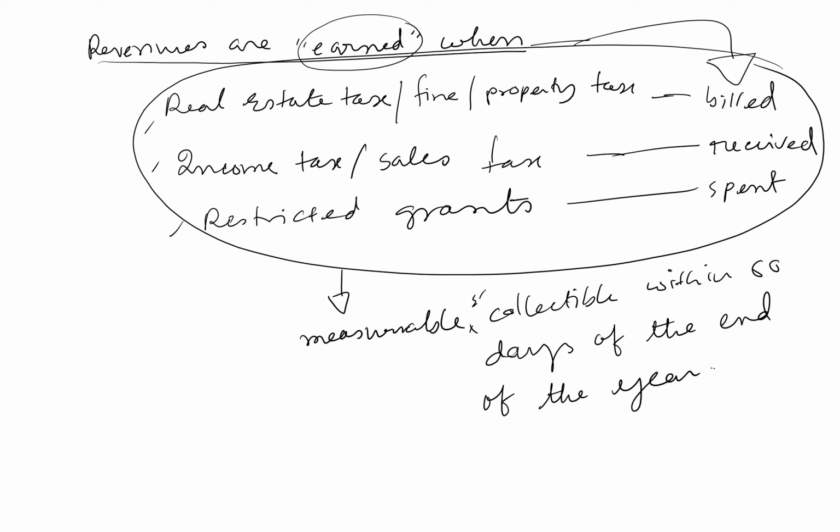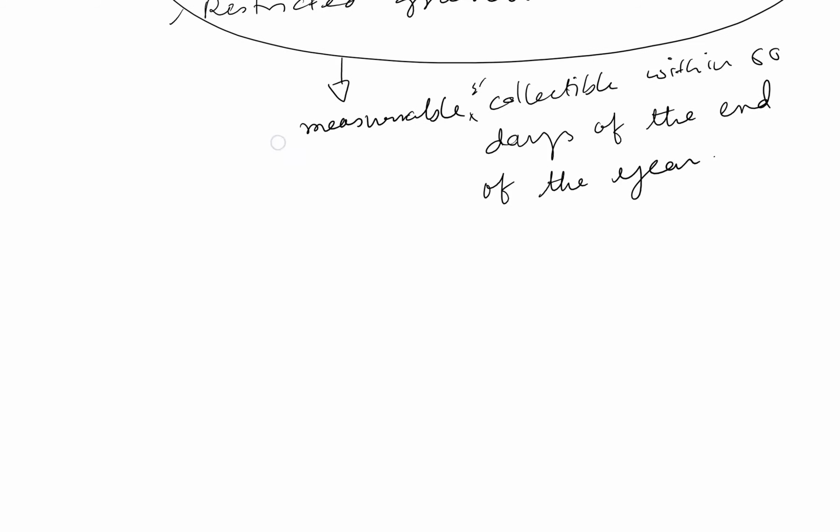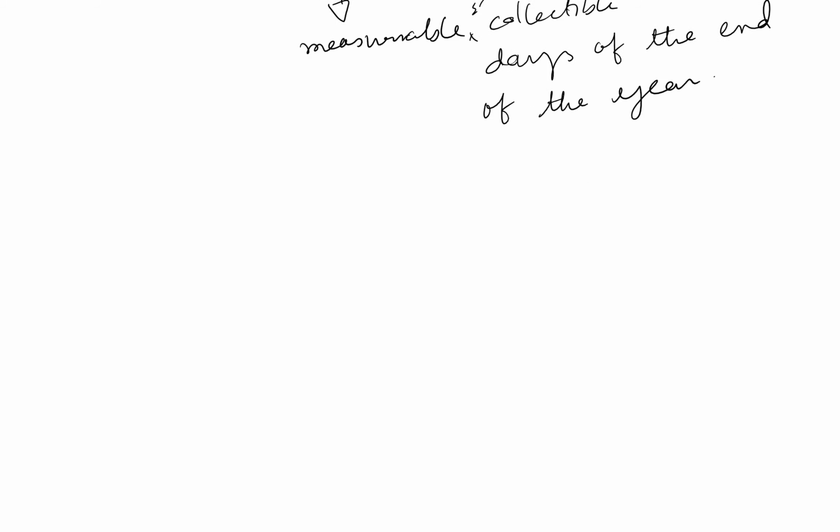If any revenue is collected in advance, or if any real estate tax is paid in advance before billing, it will be considered unearned revenue. So now our next item is expenditures, and we will focus on different types of expenditures.